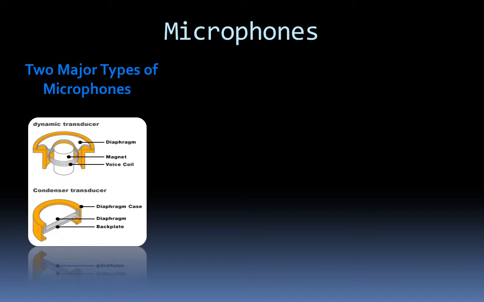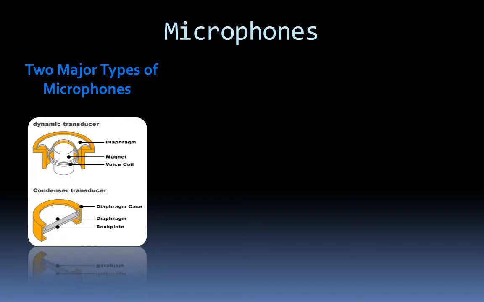The second most common type is the condenser mic. This microphone actually has to have phantom power or plus 48 volts run into it. It can also be done with a 9 volt, or I'm sorry, a AA battery in the microphone. These actually have a charged backplate.